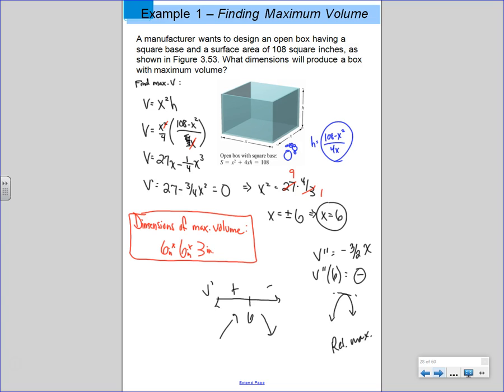Whether we're doing the first derivative sign chart, positive to negative, that shows a relative max. We could put that in words. But with the second derivative, plugging in, the second derivative is negative for any positive value of x. Hence always concave down, hence I have a relative max, however you look at it.